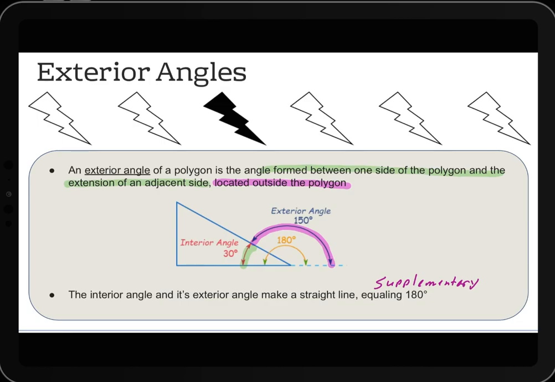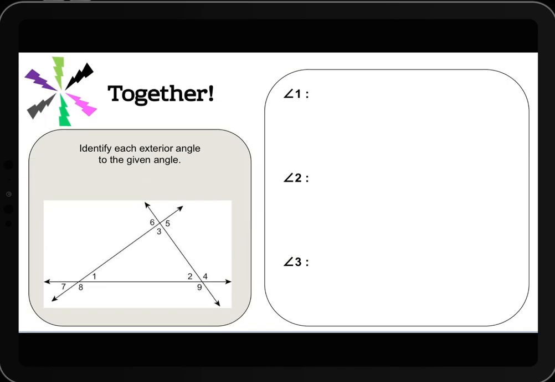So, that being said, let's take a look at an example of some exterior angles. We're going to look at angle 1 first. If you look at angle 1, we want to look at the angle that forms a straight line with angle 1. This is not angle 7, but rather it is angle 8. You can see it forms a straight line with angle 1. Angle 8 is going to be the angle that does that.